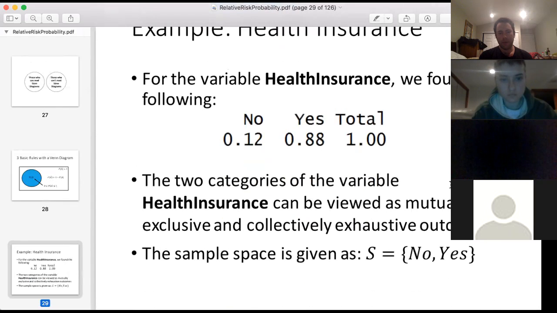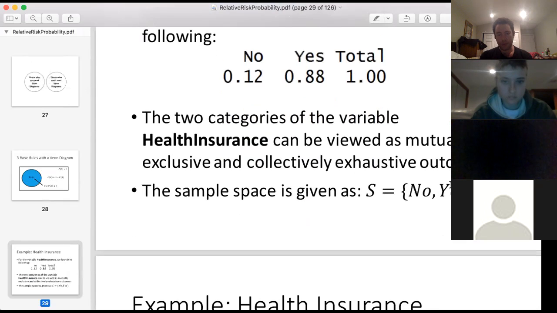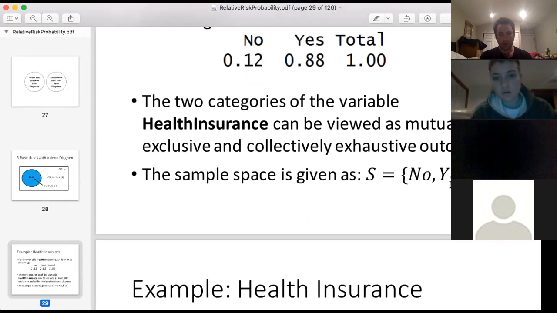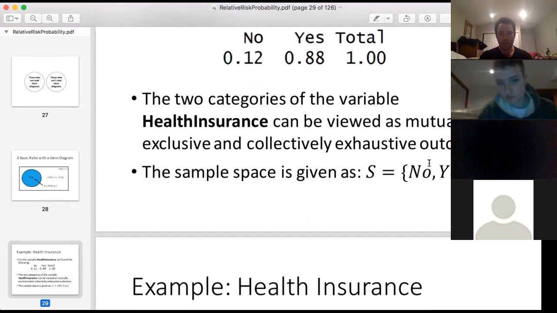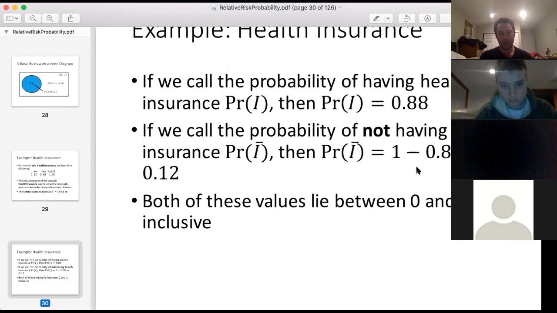So like we said before with this health insurance example, we had 12% no, 88% yes, and they added up to 100%. We can view these as mutually exclusive and collectively exhaustive outcomes, so that the sample space is they either have health insurance or do not have health insurance. If you add them both up, we get 1. And if you subtract one from the other, we get the complement.